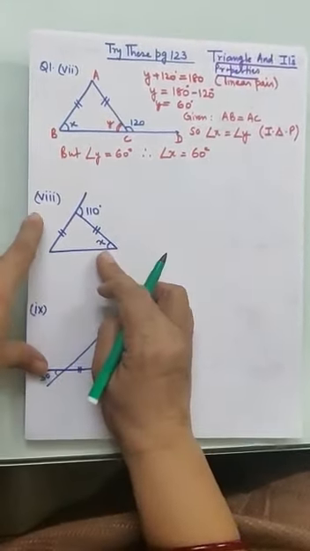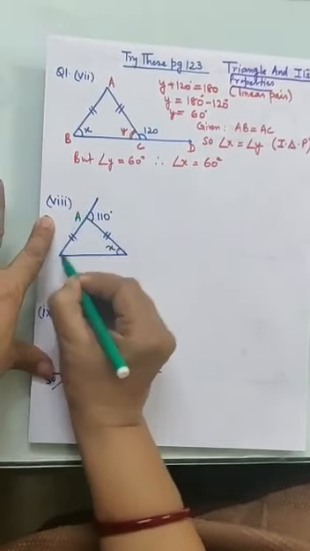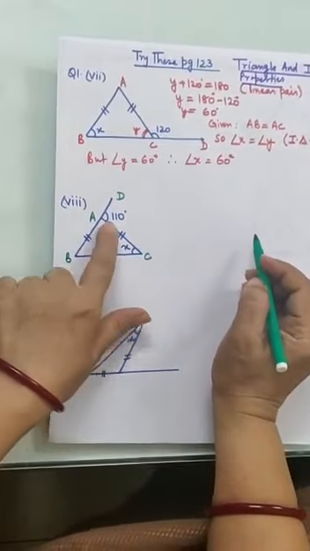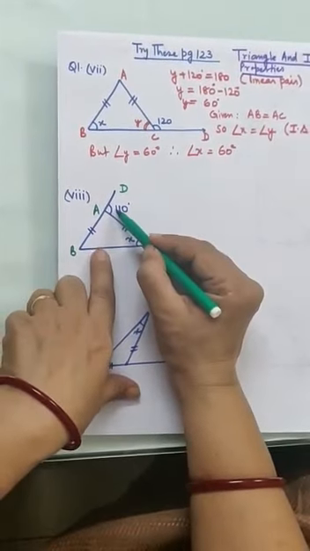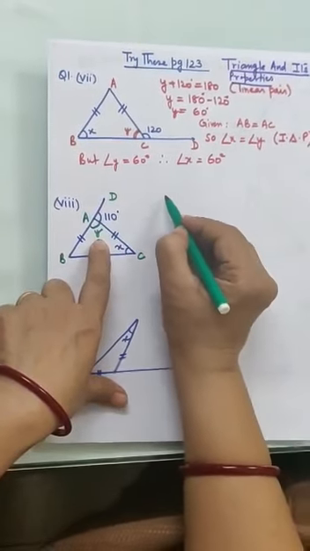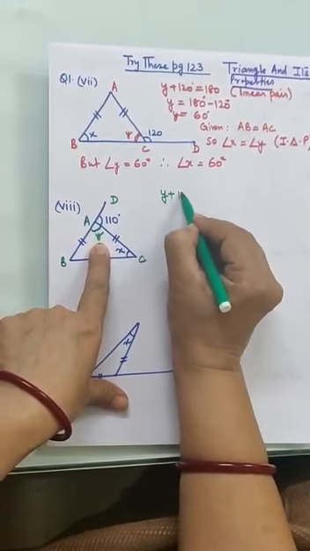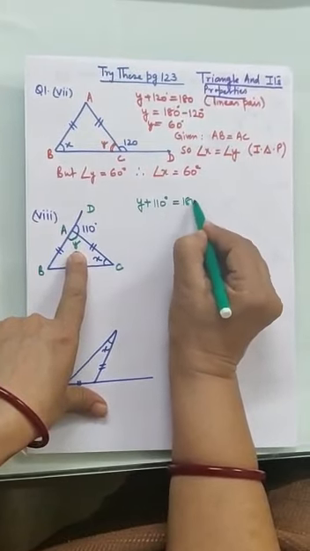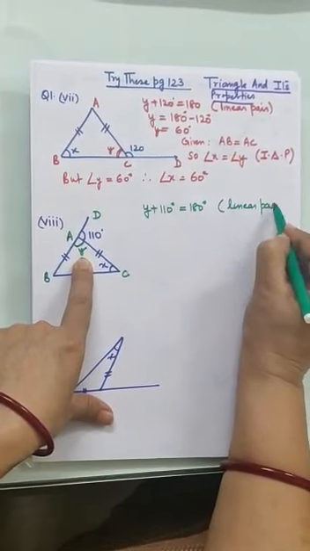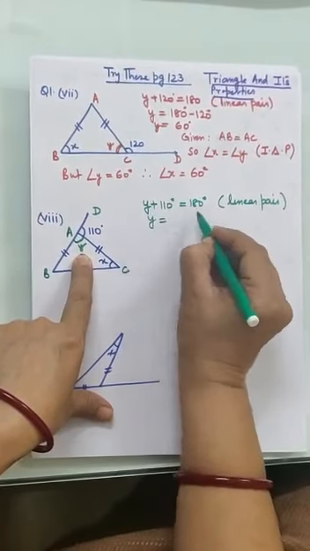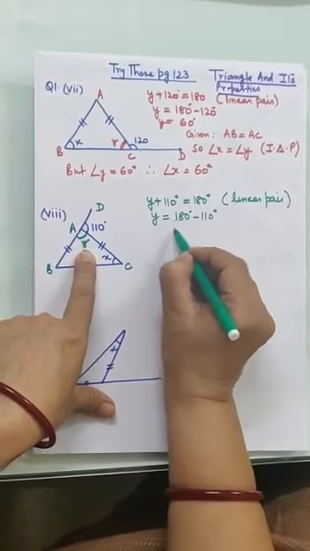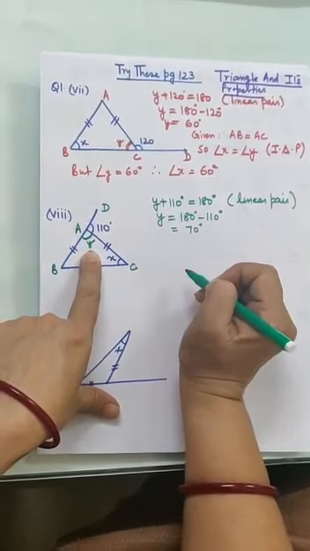Now coming to the 8th part. We name the triangle A, B, C and D. Again you see here this exterior angle is 110. We can find this angle. Let this be y. So we have here y plus 110 degrees equal to 180 degrees. Same, forming a linear pair. So y is what? 110 shifts this side. So 180 degrees minus 110 degrees, which is equal to 70 degrees.